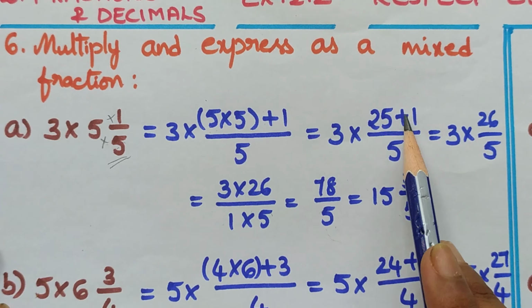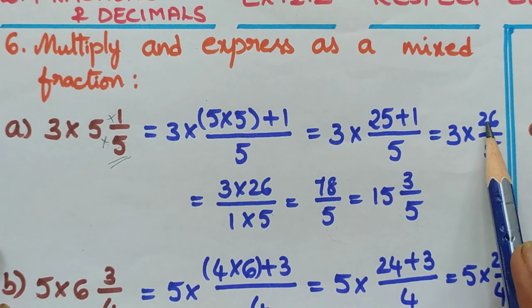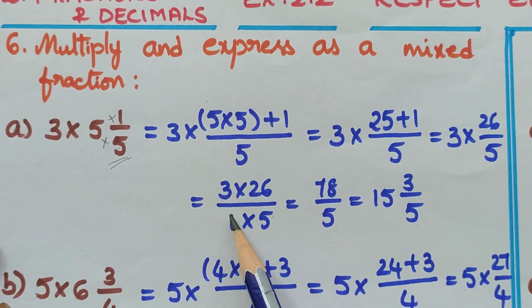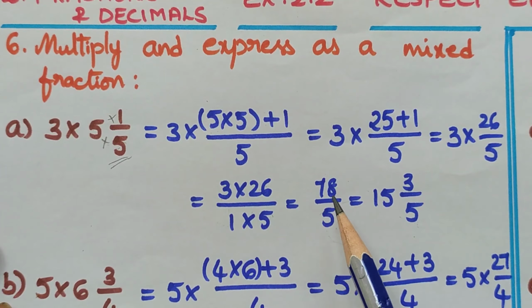Now 25 plus 1 is 26. It is 3 into 26 by 5. Now 3 can be written as 3 by 1. So it is 3 by 1 into 26 by 5. Now the numerators 3 into 26 over the denominators 1 into 5. So 3 into 26 is 78, by 1 into 5 is simply 5. So it is 78 by 5.